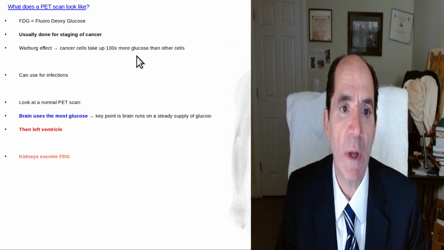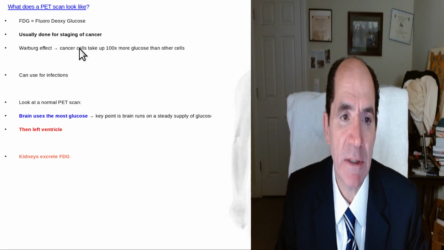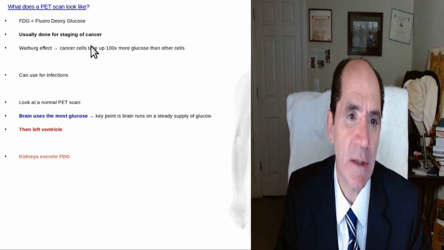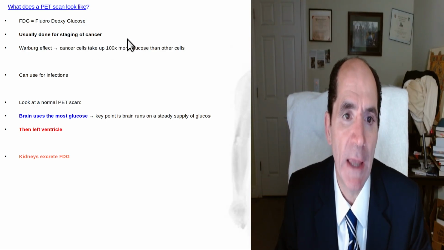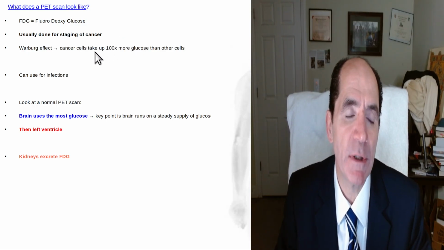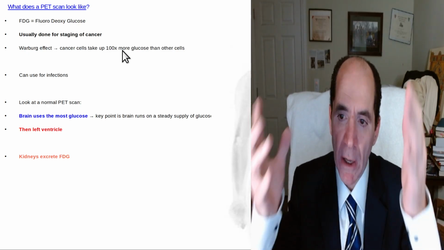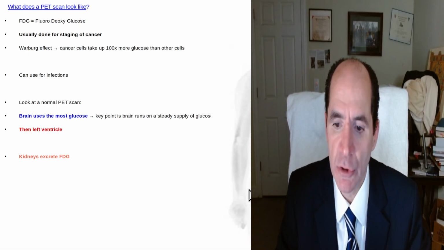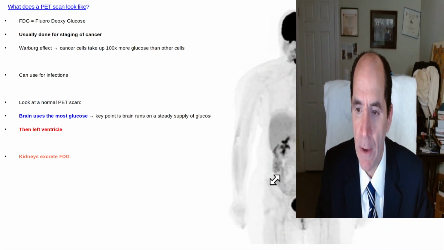Okay, this video is what does a PET scan look like? A PET scan, we're talking about, there's different types, but the main type is fluorodeoxyglucose. And the key point is glucose. It's most commonly done for staging of cancer. Cancer takes up about 100 times more glucose than other cells do. Here's a PET scan I'll show you now.